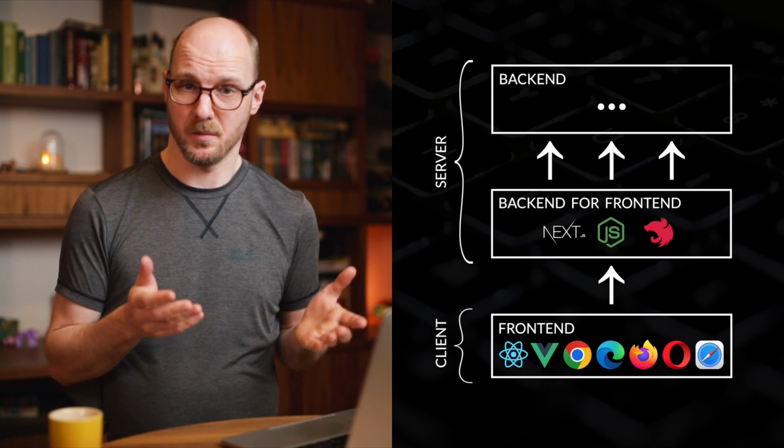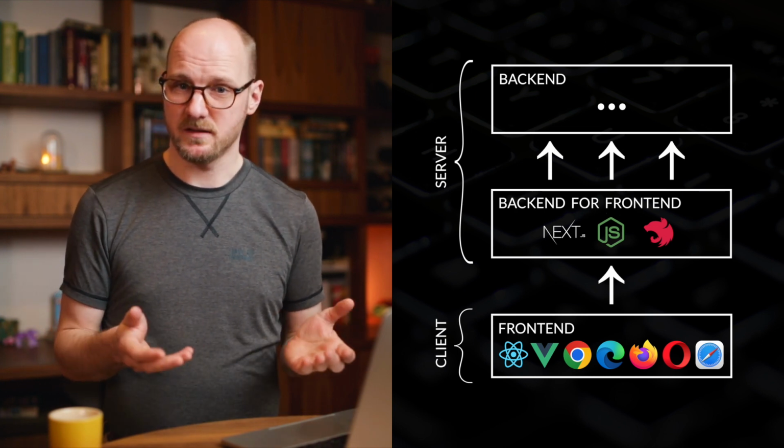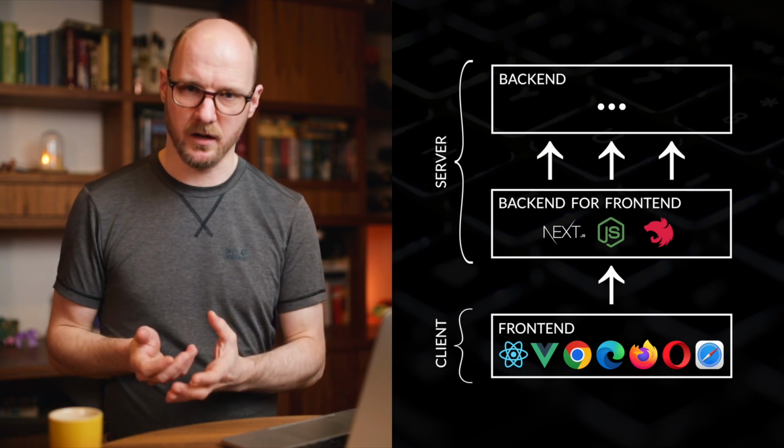So in essence, the backend for frontend is some code server-side that implements the front-end logic that needs to be server-side, because not everything can be client-side, realistically. And this can be as simple as rendering the HTML. When you have a server-side rendered HTML, the backend for frontend is the place where you do this.